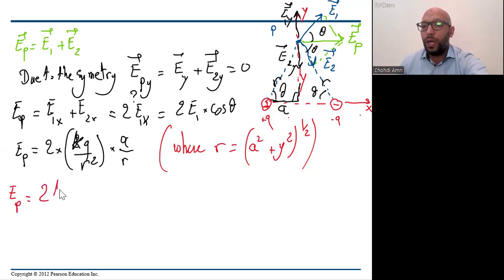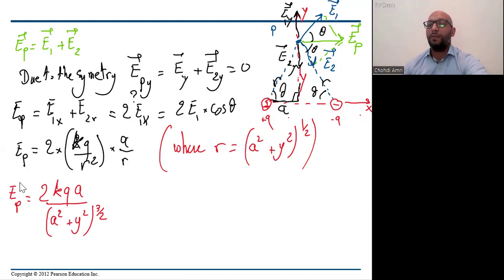So now EP equals 2KQA divided by R to the power 3. That means cube. That means A squared plus Y squared to the power 3 over 2. Good. So this is our vector. Let's write here as vector, and here we will add the unit vector because it's along the x-axis.